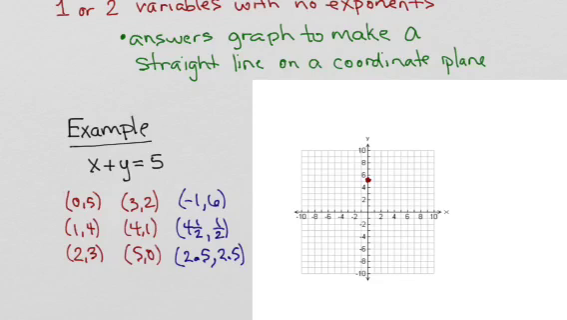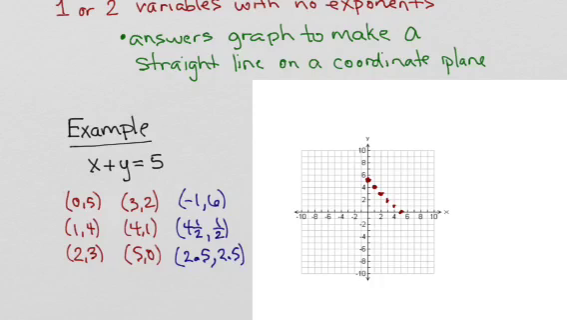And then 1 plus 4 makes 5. So if I graph that, that's over 1 and up 4. And then 2 plus 3 makes 5, so that's over 2 and up 3. And then 3 plus 2 makes 5. That's over 3 and up 2. 4 plus 1 makes 5. 5 plus 0 makes 5. And you can already see that they're lining up.